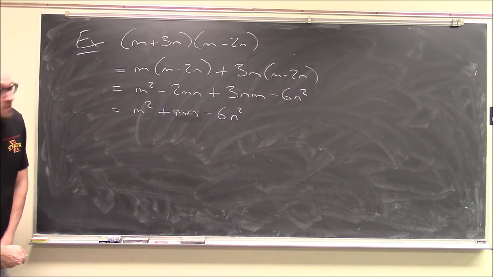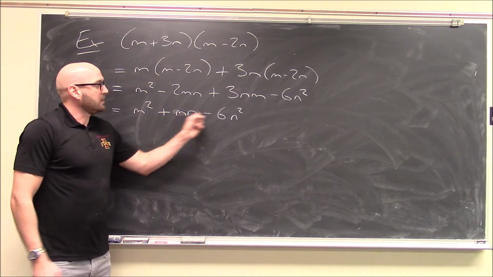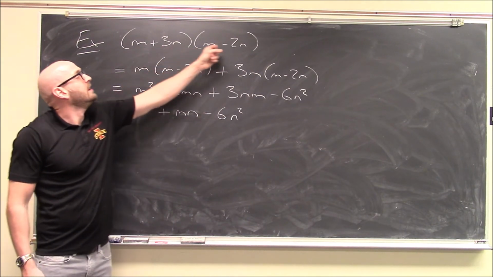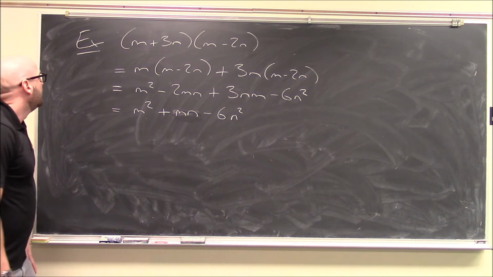By the way, our next section is factoring. Factoring is the opposite. It's the question of, if I have this expression, how do I go backwards? How do I write it as a product of two polynomials like this? So that'll be our next section, A3.